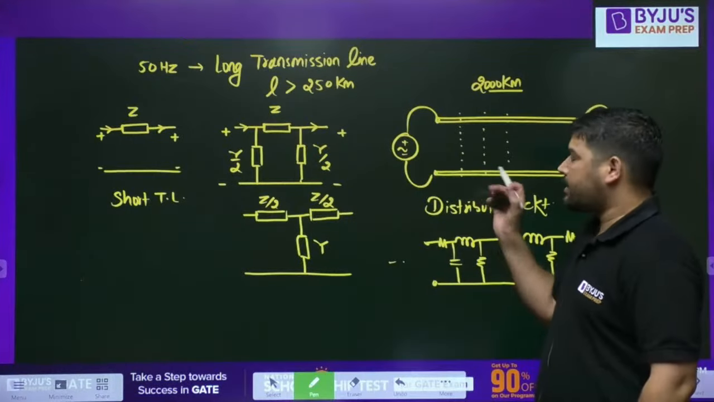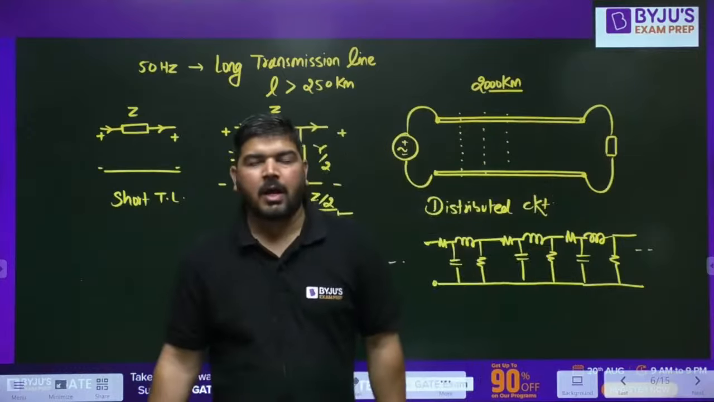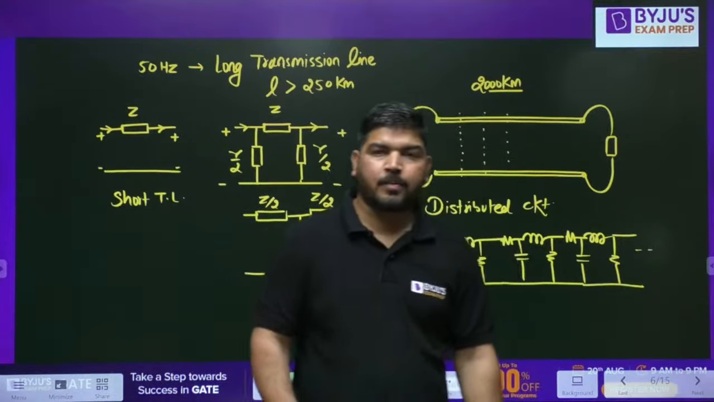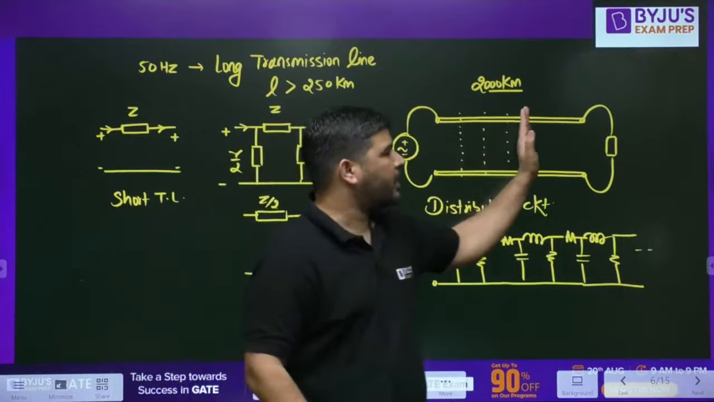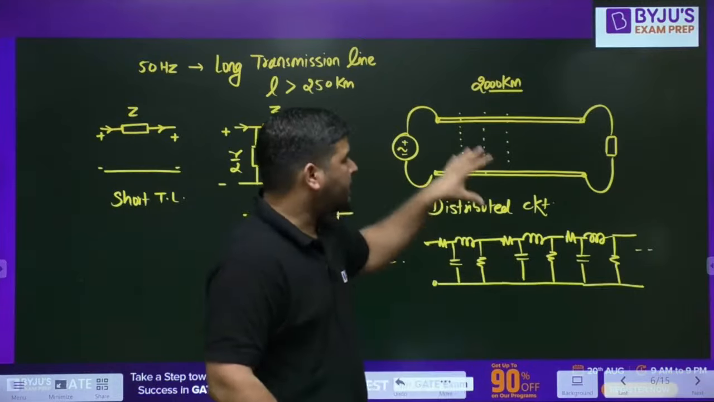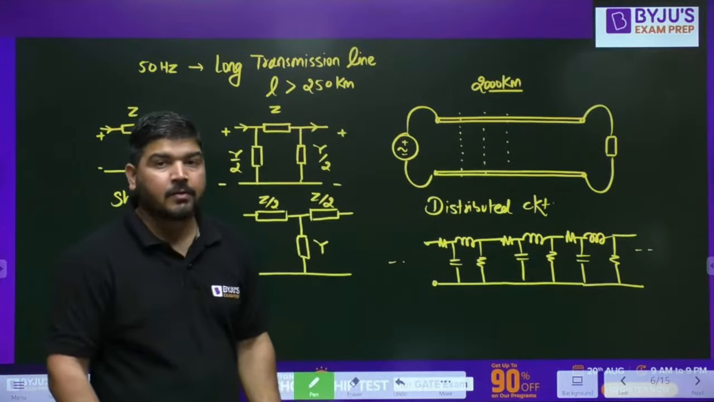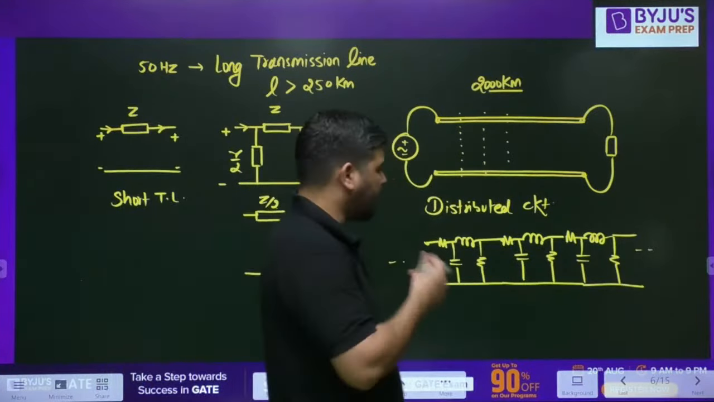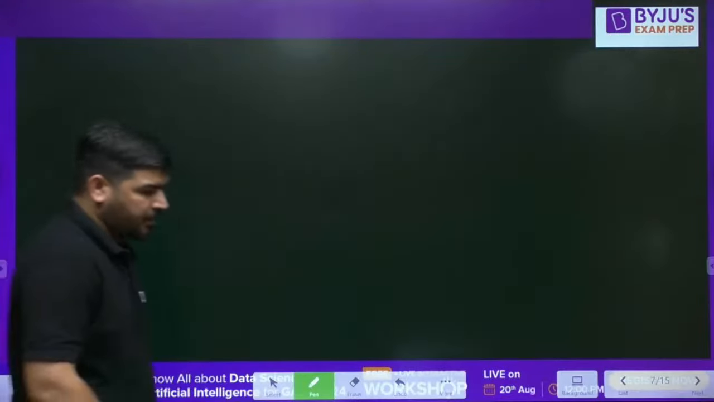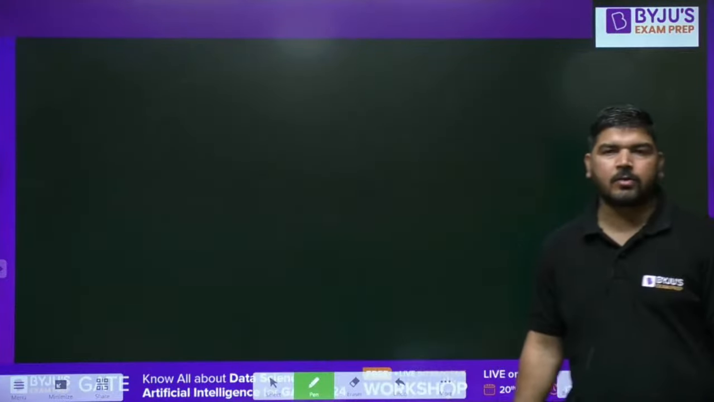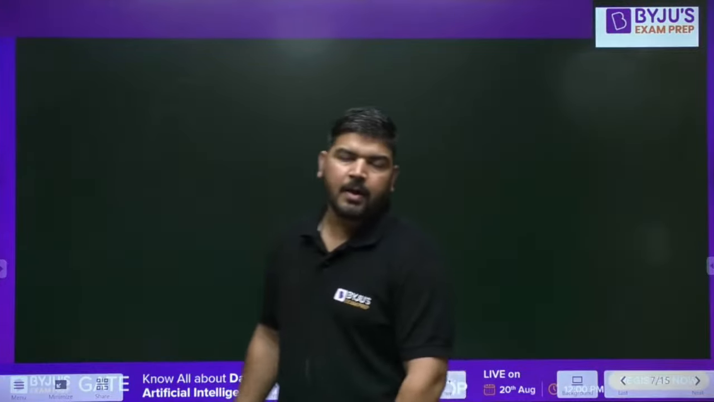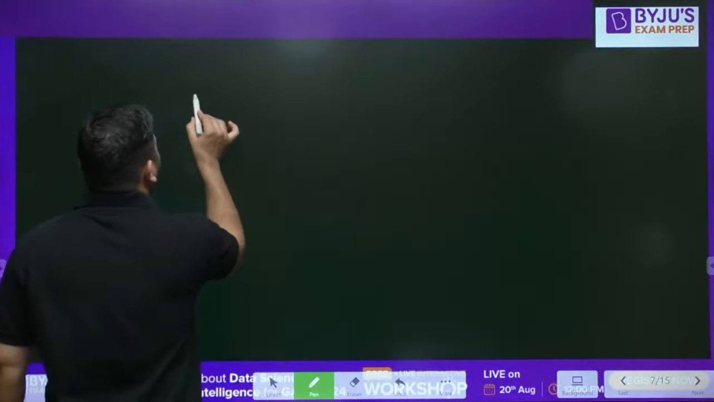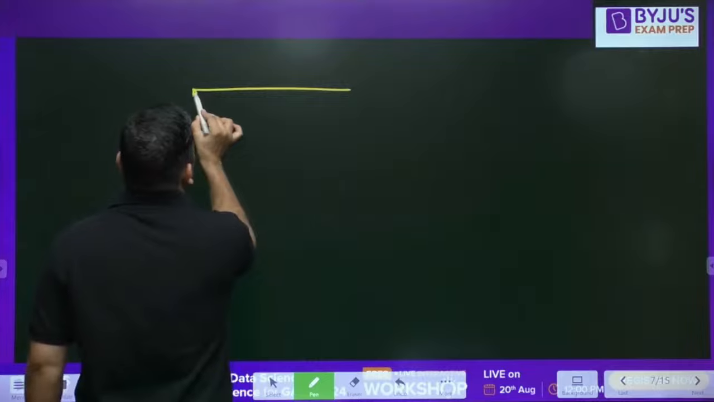But here in this case, the line length is very large. If the line length is very large, then voltage has to be a function of position as well. At what position you are looking. So voltage and current will be a function of time as well as space. You have to remember this in a long transmission line. Now the question is how to calculate voltage and current on the long transmission line. I don't want to go into that because there is a long derivation process. But I want to tell you the final result. What is the voltage and current on a long transmission line?